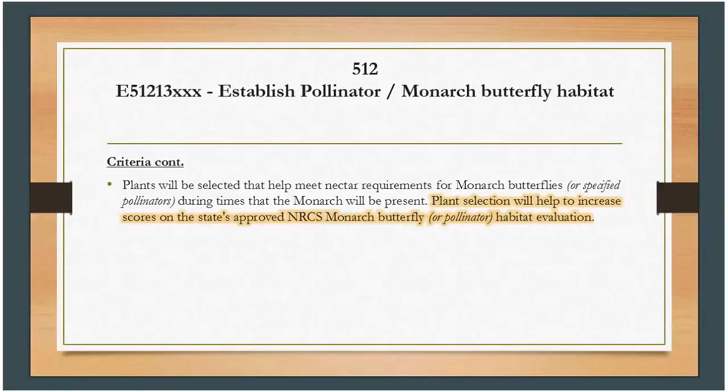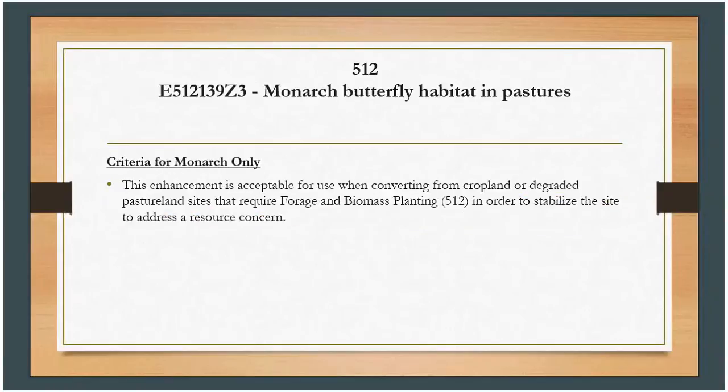Additional criteria are that plants will be selected to help meet those nectar requirements for monarch butterflies or other pollinators during the times when they would be in Utah, which ends up being a large part of the growing season, and that those will specifically be used when looking at the monarch butterfly WAG or other pollinator WAGs. Okay, next slide.